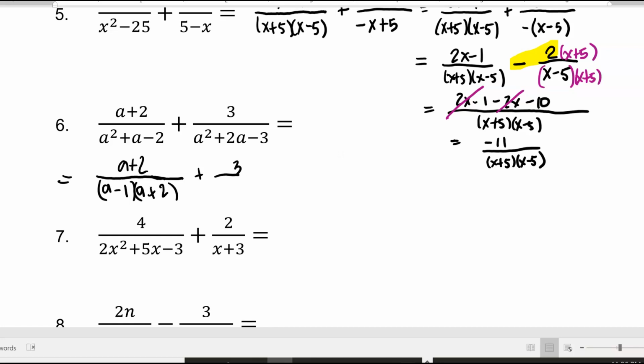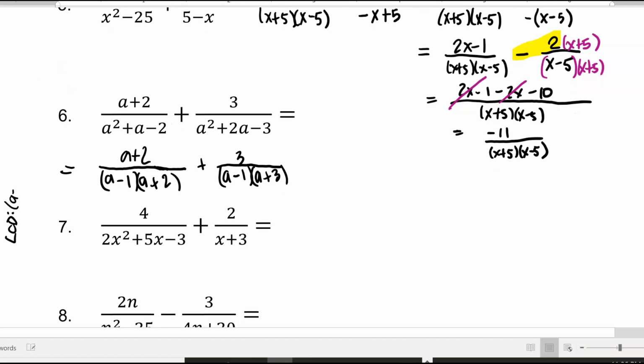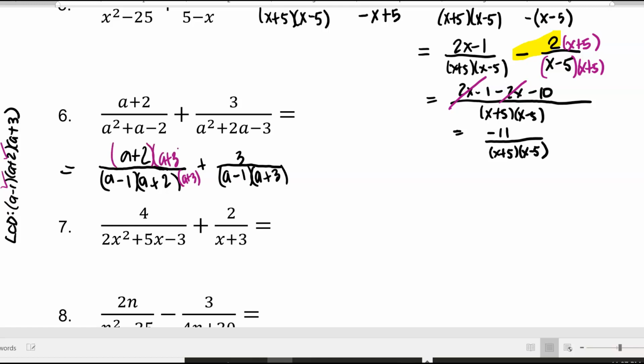And then on the right side over here, we have a times a again, but this time it will be 3 and 1. It'd be positive 3 and negative 1. So our LCD, notice, is a minus 1, a plus 2, a plus 3. So 3 distinct factors. So on the left side, we have the a minus 1. We have the a plus 2. We're missing the a plus 3. So we need to multiply top and bottom by a plus 3.